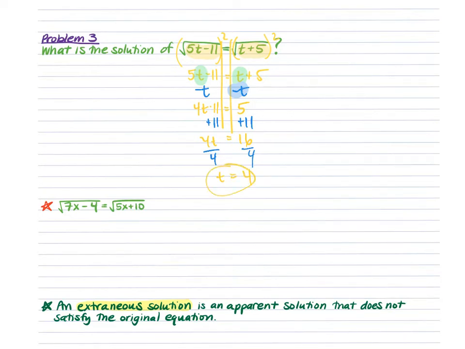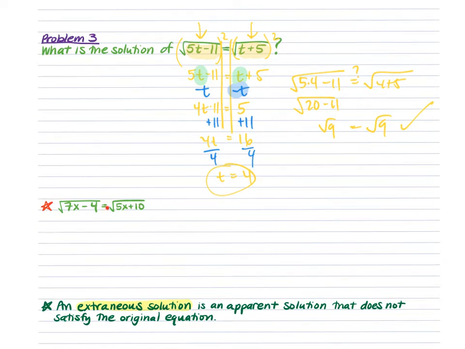And then we can just plug that in. 5 times 4 minus 11 is 20 minus 11. That's the square root of 9. I just plugged in 4 there. And then this side is, question mark, do these equal each other? 4 plus 5, that does equal the square root of 9. So that works.